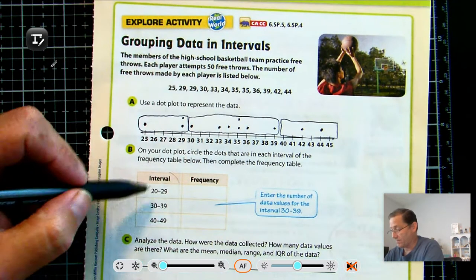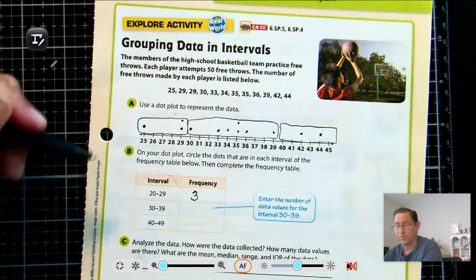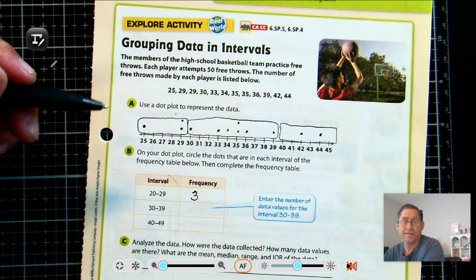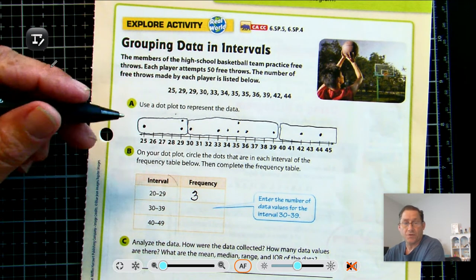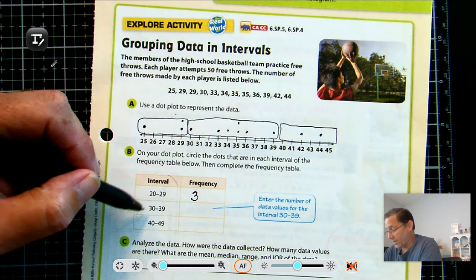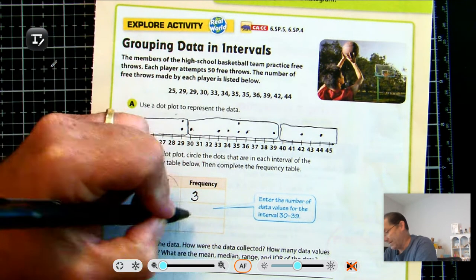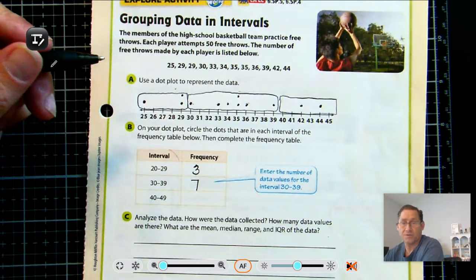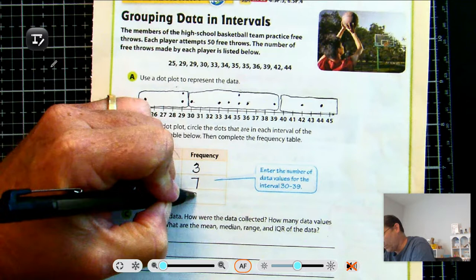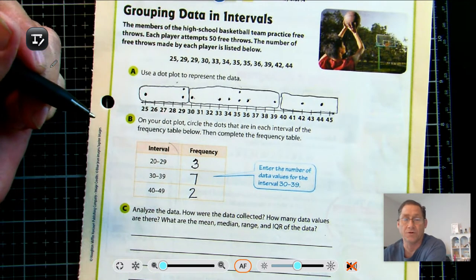So how many do we have from 20 to 29? We just have three dots. So there are three players that made between 20 to 29 free throws. From 30 to 39, we have 1, 2, 3, 4, 5, 6, 7 players that made 30 to 39 free throws. And we have two players that made 40 to 49 free throws.